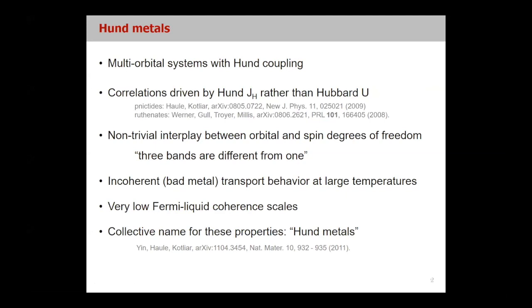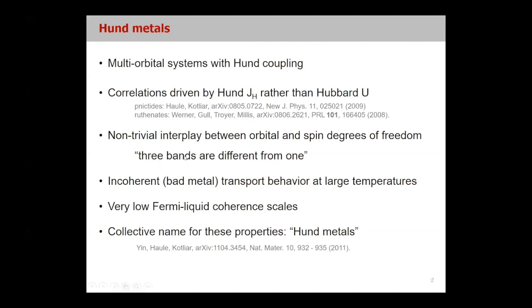And thanks to the very extensive introduction of the previous two speakers, I can keep my introduction very brief. So the topic is Hund's metals. Those are multi-orbital systems where Hund's coupling plays an important role, and they're correlated. But these correlations are driven strongly by the Hund's coupling and not only by the Hubbard U. In fact, even if the Hubbard U is quite small, you can get strong correlations. And the fact that the Hund's coupling plays an important role means there's a non-trivial interplay between orbital and spin degrees of freedom. And even if the orbital degrees of freedom are all degenerate, as one can study in a model Hamiltonian setting, then 3 bands are actually different from 1.